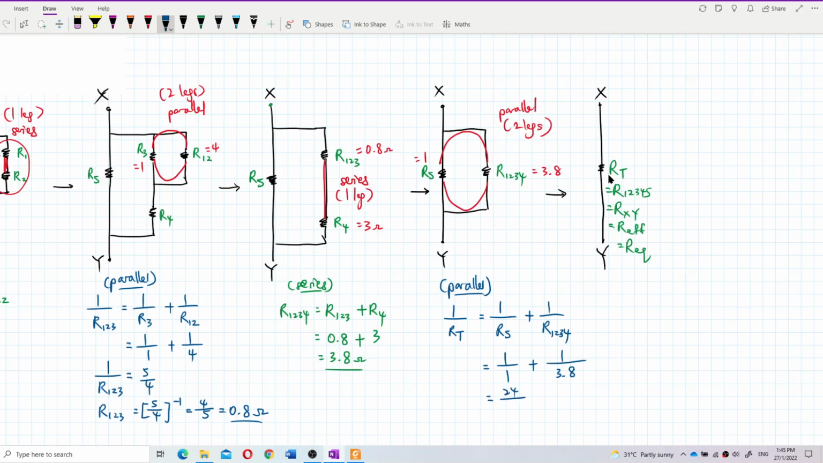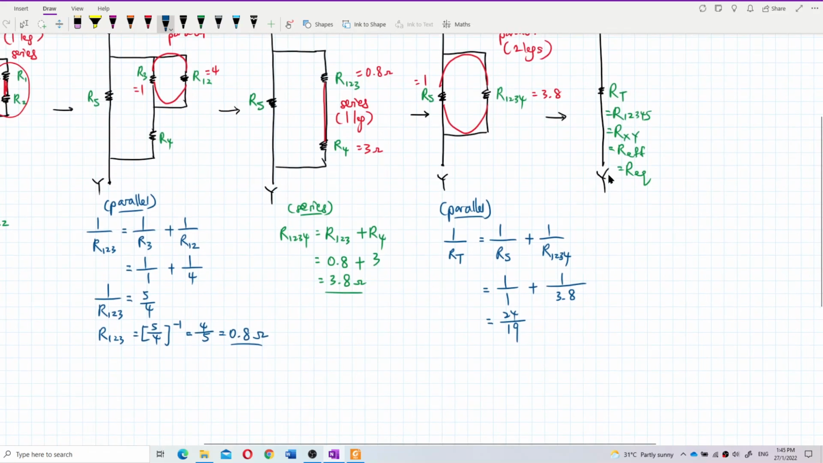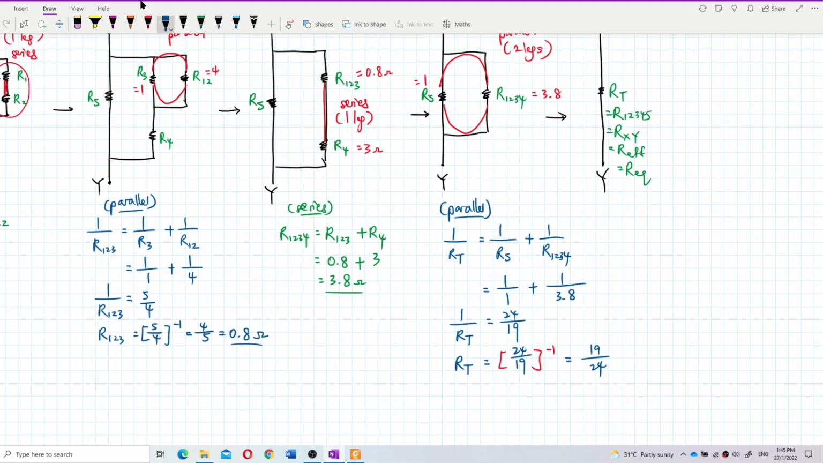So it is 24 over 19. But this is not the resistance yet, because it is just 1 over R. Many students forget to invert this thing, so the consequence is unimaginable. Yeah, wrong. So it's 19 over 24, not 24 over 19. So R total is equal to 0.79 ohm.